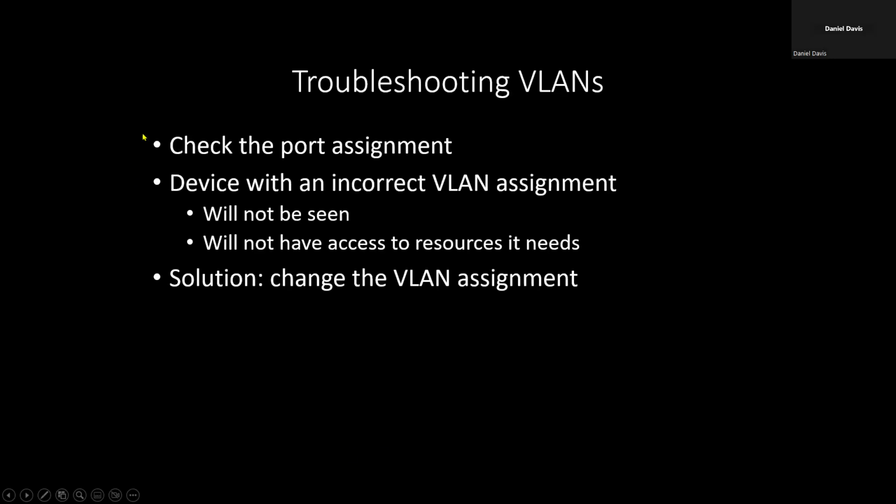Troubleshooting VLANs. These are some common problems that you might encounter on a VLAN. You want to check the port assignments. Devices with incorrect VLAN assignments will not be seen and will not have access to resources that they need. The solution: change the VLAN assignments.